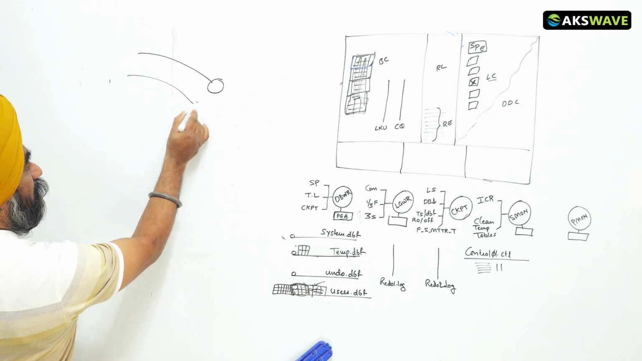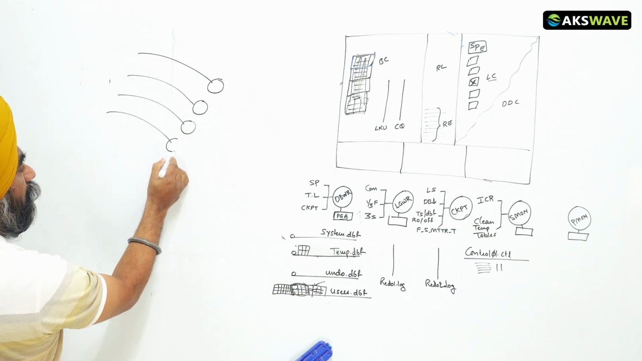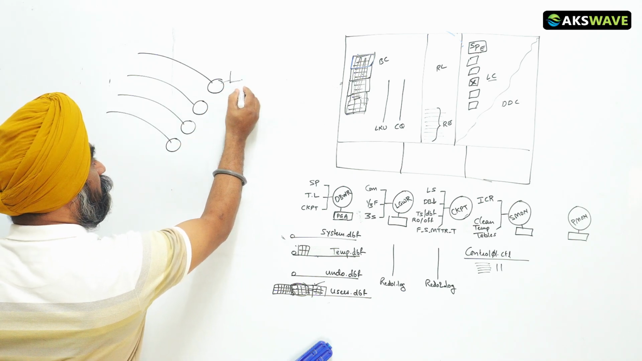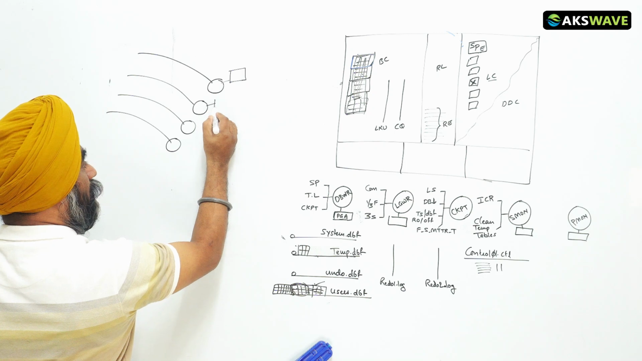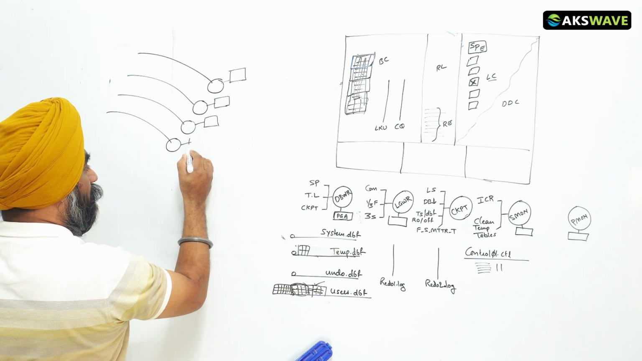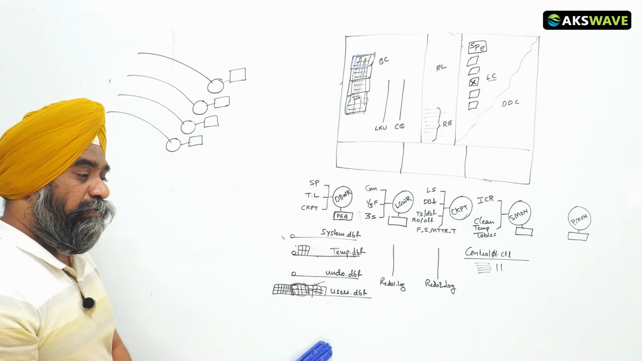Now, with every connection, a session is created, a process is created on the server. Agree? A process is running on the server. And with every process, some memory is also allocated, called a PGA. With every process, some memory called a PGA.